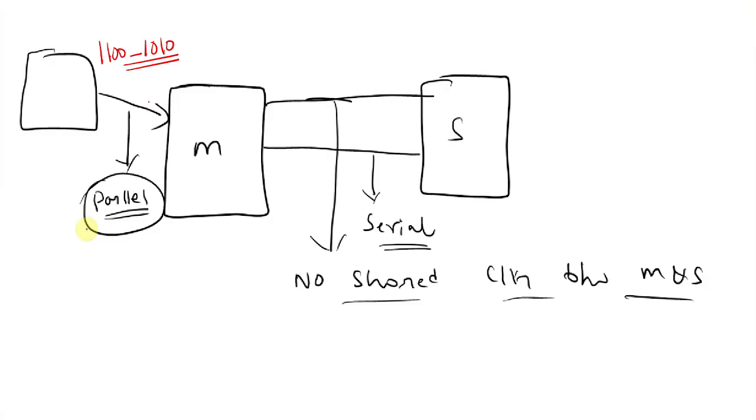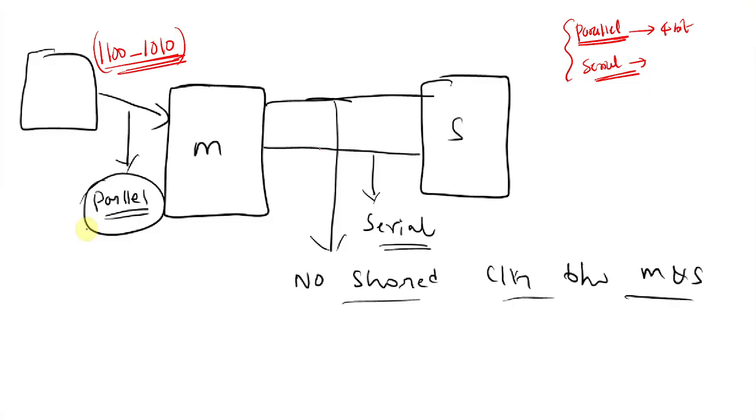In digital design also, you have parallel adders, where you give 4 bits of data to the full adders, and serial adders, where you take one bit at a time and add it. We discussed that in digital. So parallel communication means you are sending 8 bits of data at a time.